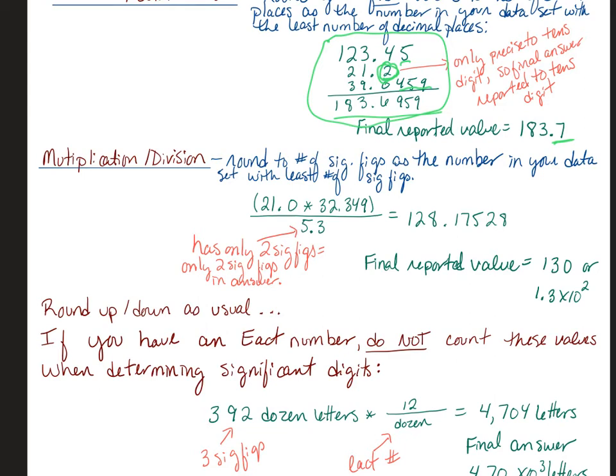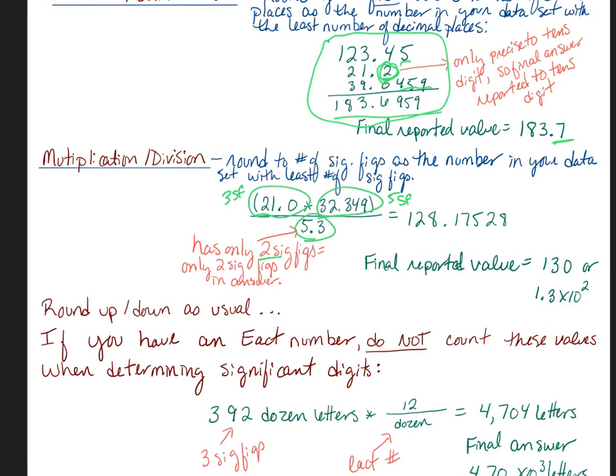And the data point with the least number of significant figures tells us how many significant figures to report in our data. So this 21.0 right here, that has 3 significant figures. This guy right here has 5 significant figures. And this guy right here only has 2 significant figures, which means that our data, once we take it, needs to be rounded to only having 2 significant figures.